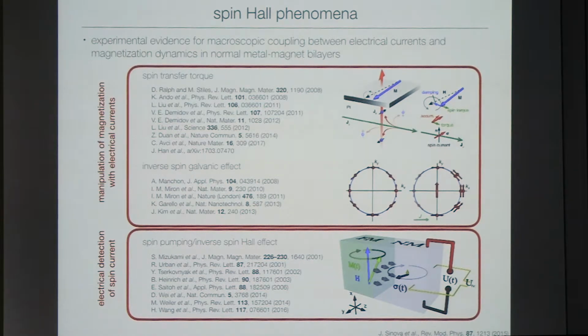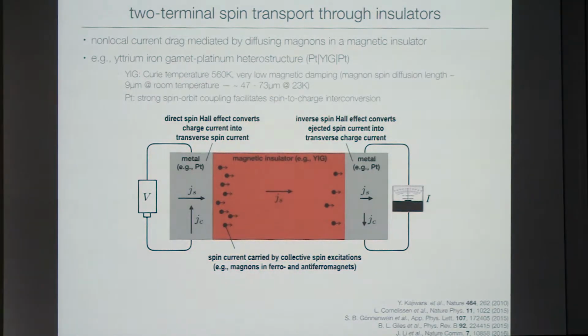And these kinds of effects and the experimental demonstration of these effects, I think, are opening up a nice new area where you can study two-terminal spin transport through electrical insulators. And so I'm sure many of you are experts on this, and we'll hear a lot of talks involving these kinds of heterostructures.